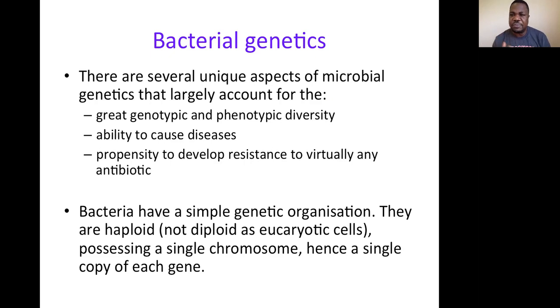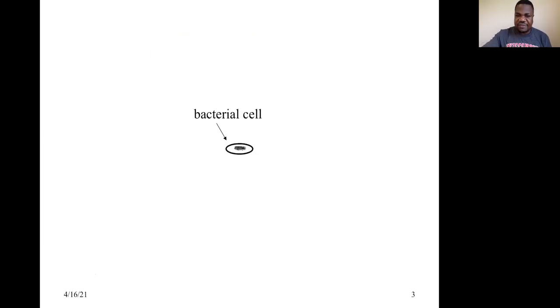Bacteria have a very simple genetic organization. It's not very complex like eukaryotic cells. They are haploid, not diploid like eukaryotic cells. And they only possess a single chromosome, a large molecule of DNA that you can see. So that's what we see here: a bacterial cell with a single chromosome inside the cell.